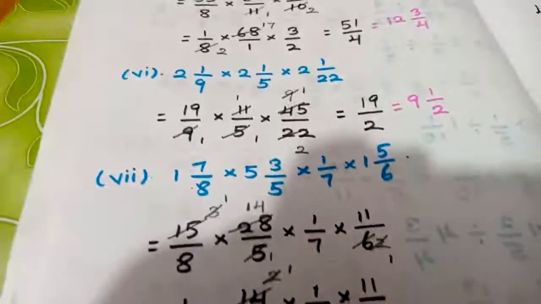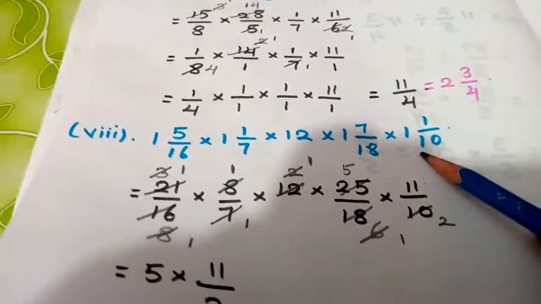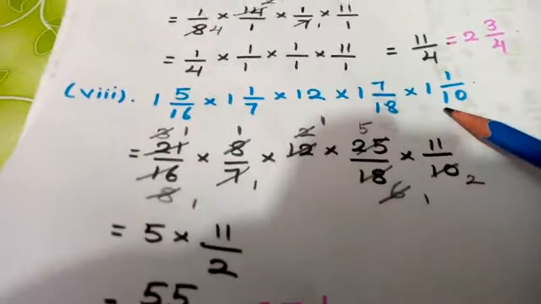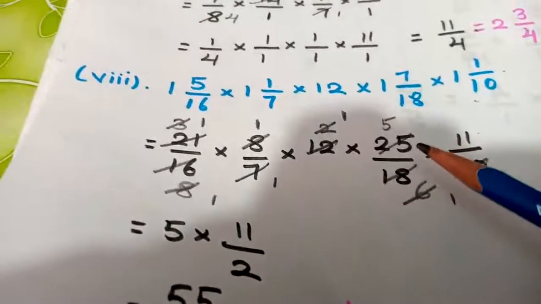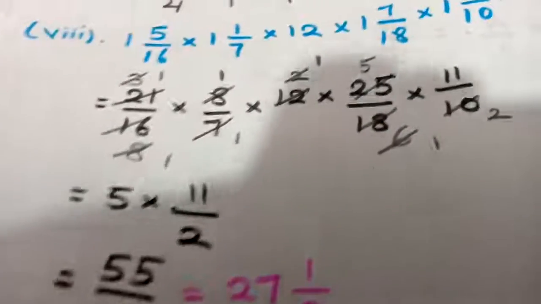So same way, you can have any number of fractions, convert them. Wherever you are going to have a mixed fraction, you are going to convert it into improper fraction. After converting, you are going to get the required answer.